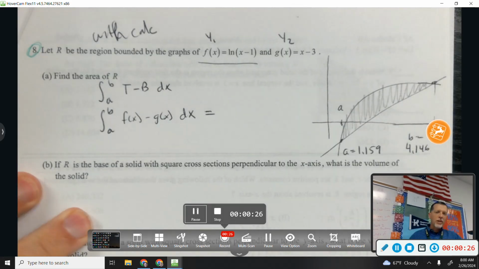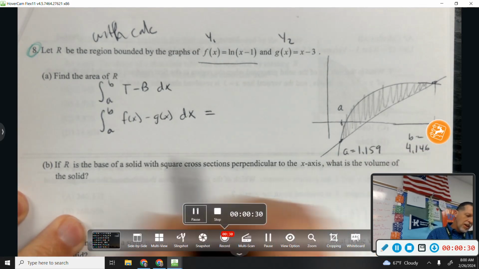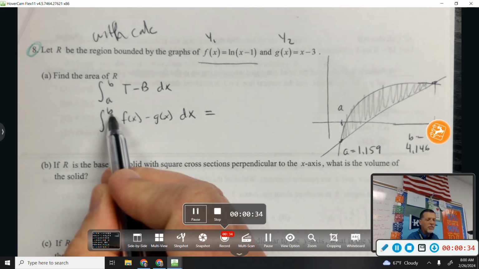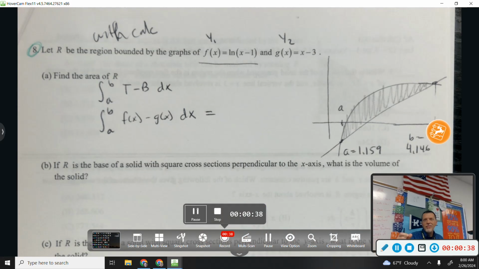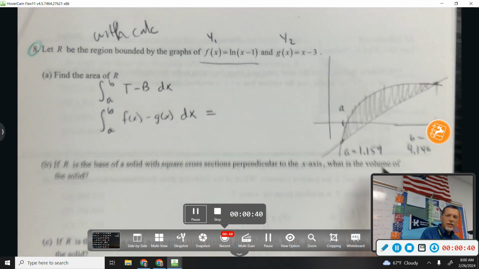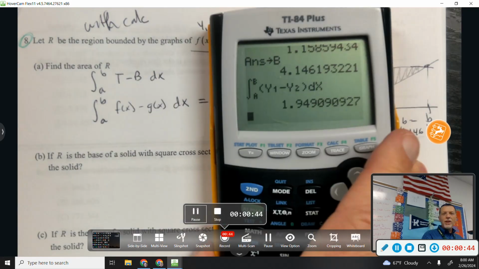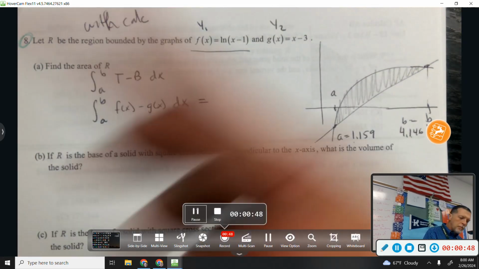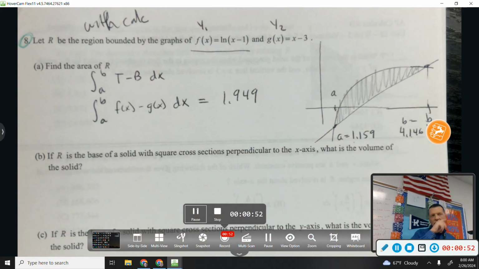Won't be much recording. Top minus bottom, find their intersections. I would store them as A and B. A few of you didn't keep enough decimals, and so you missed the final answer. A few of you kept barely enough and got the right answer. But the best method is to store A and B, and then use A and B in the calculator. That way you get the most accurate answer possible. It does need to be accurate to 3 decimals, though. So 1.949.